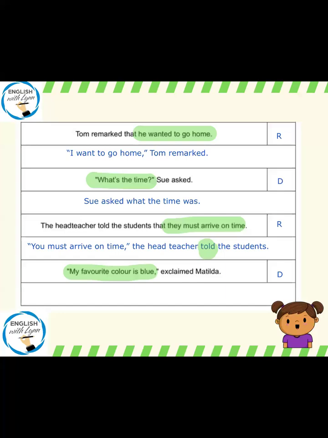And instead of is blue, I would put was blue, so that if it is reported, it would tend to be in the past tense, okay? And then my full stop at the end.